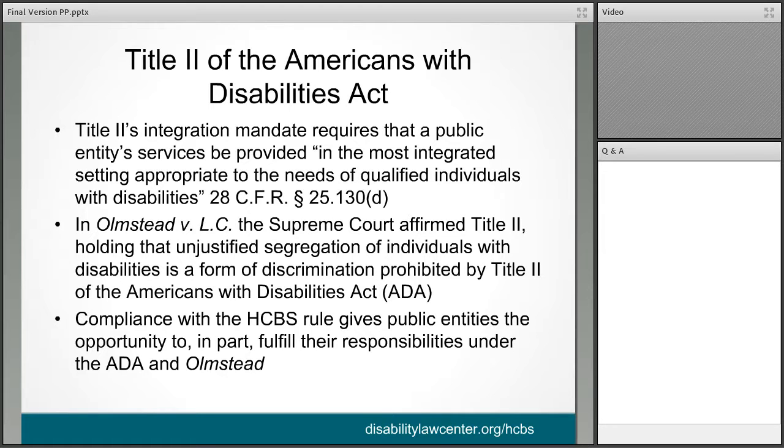CMS, in the comments to the final rule, said that compliance with the HCBS Settings Rule gives public entities the opportunity to, in part, fulfill their responsibilities under the ADA and Olmstead. I also want everyone to keep in mind that under the ADA, the most integrated setting is one that enables individuals with disabilities to interact with non-disabled persons to the fullest extent possible. So when we're talking about integration and helping individuals access the community, we're really talking about helping individuals with disabilities to interact with their non-disabled peers.